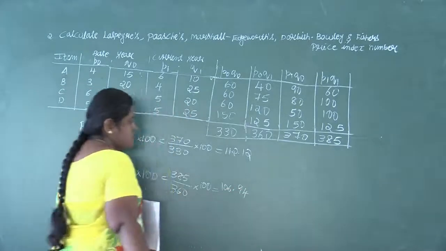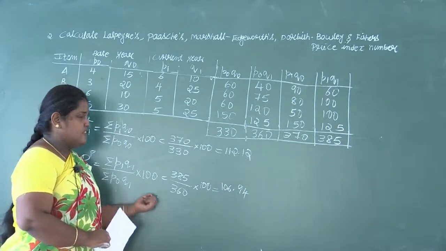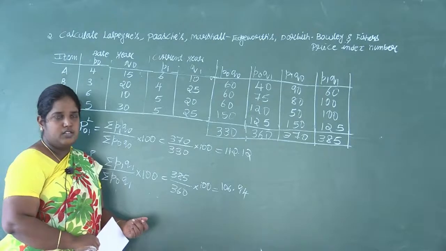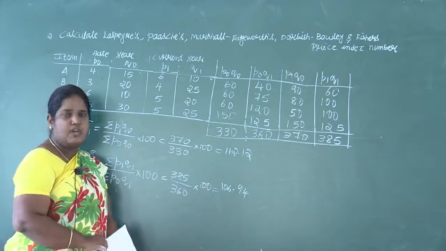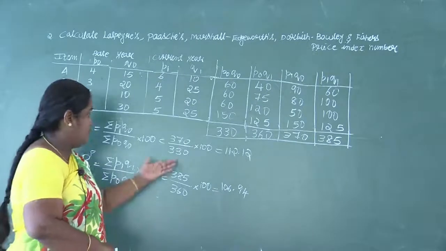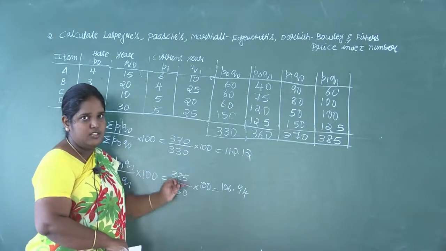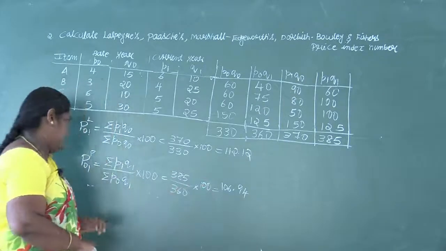106.94. So in the previous problem, in the previous session, the Laspeyres and Paasche's values were 139, almost the same. So every time it need not be the same like what we have done in the previous problem. Now we got different answers for the Laspeyres and Paasche's. Don't think it is wrong. It is correct what we have done.